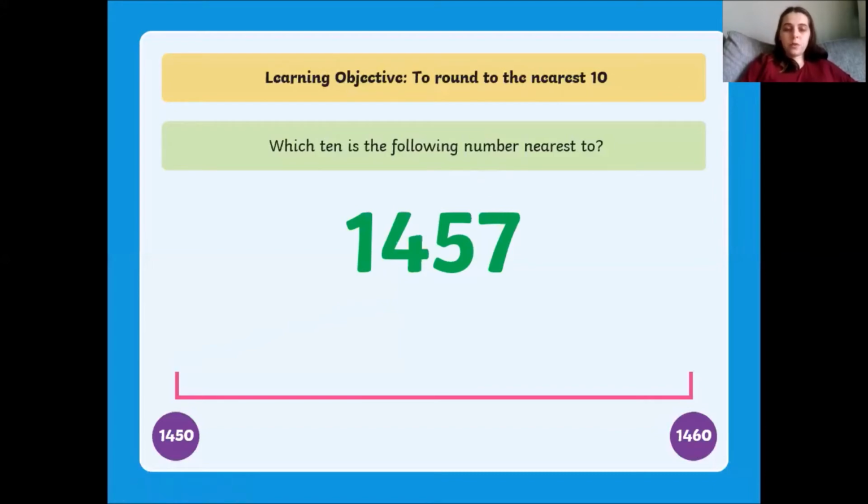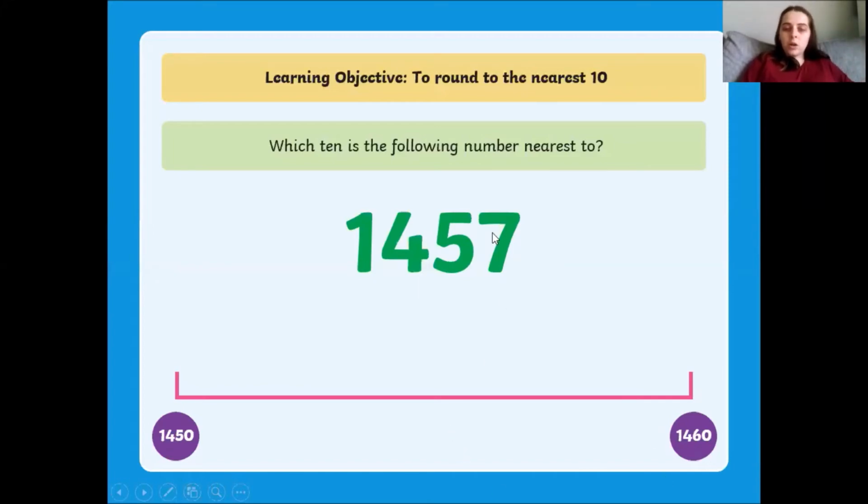Okay, so anything to the left of the number will stay the same. So it's always going to be 1,400 and something, and it's going to be the 10 that I've got or the 10 above. So it's either going to be 1,450 or the 10 above that is 1,460. So I can pop them on my number line. There's my 1,450. There's my 1,460 on my number line.